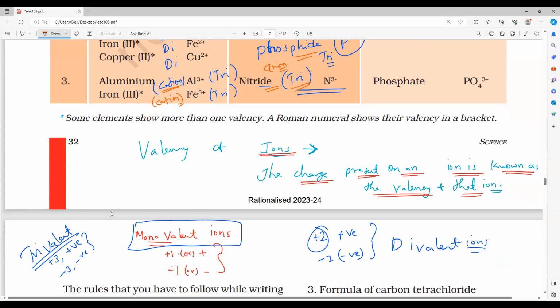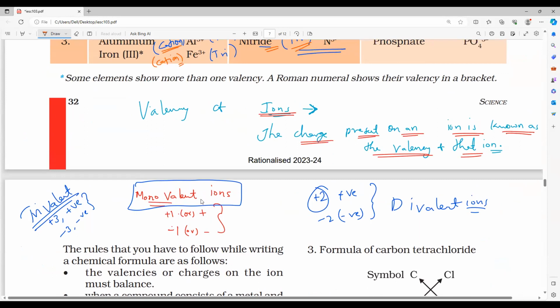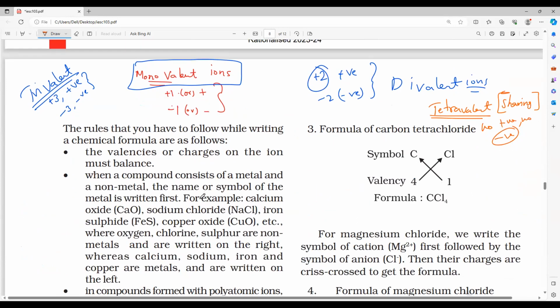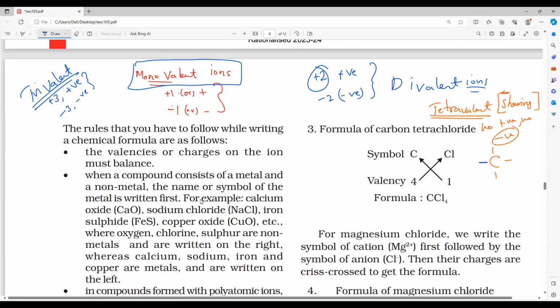More than this, is it possible? Tetravalent, is it possible? Yes, it is possible. But tetravalent means no positive, no negative. Tetravalent means 4. 4 means what, guys? Sharing of electrons. If you want to draw carbon, carbon valency is 4, so it is neither positive nor negative. So it is sharing of electrons. Understand?